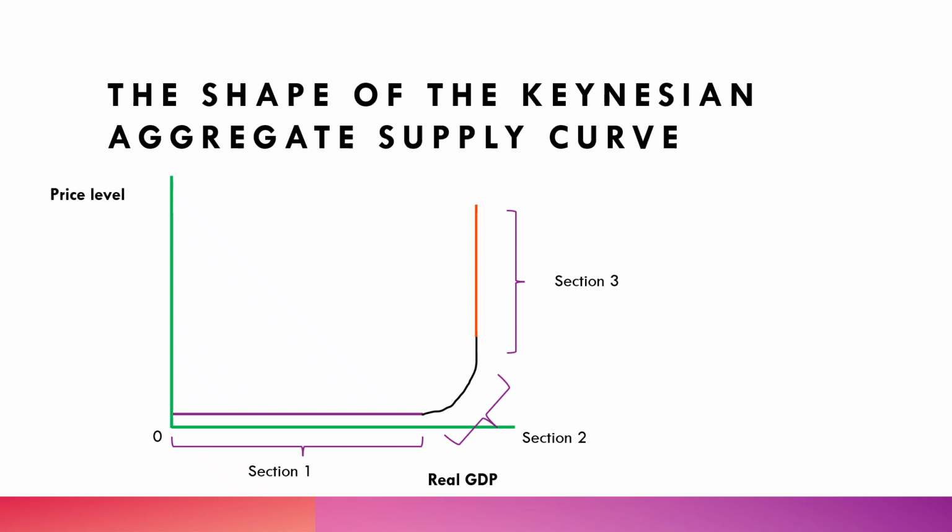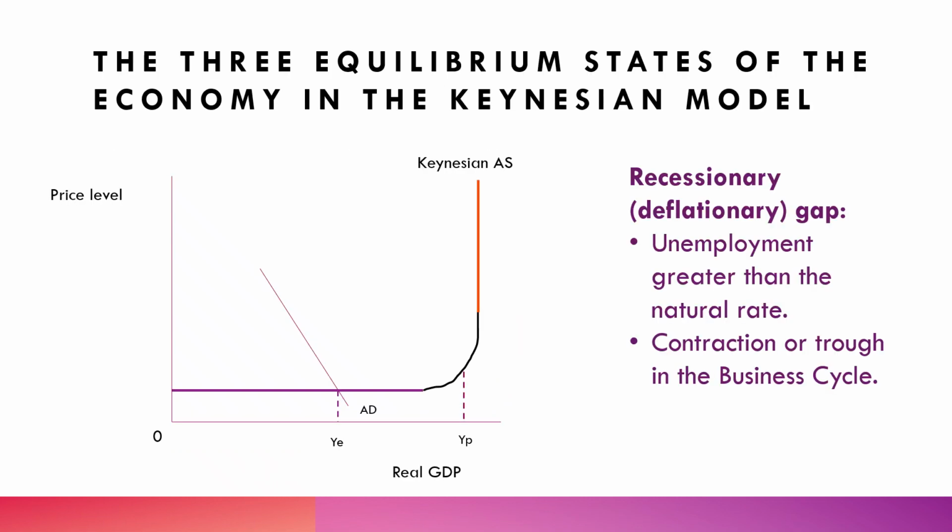In section 3, the aggregate supply curve becomes vertical at the maximum level of output, indicating that real GDP reaches a level beyond which it cannot increase anymore without the price level rising rapidly. Real GDP can no longer increase because firms are using the maximum amount of labour and all other resources in the economy. Macroeconomic equilibrium in the Keynesian model is determined at the point where the aggregate demand curve intersects the Keynesian aggregate supply curve.